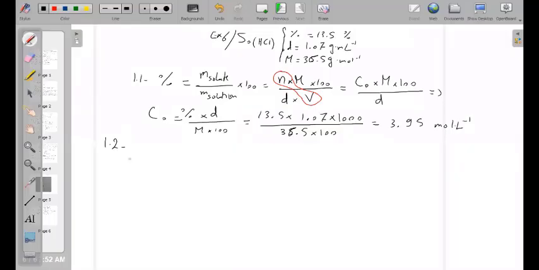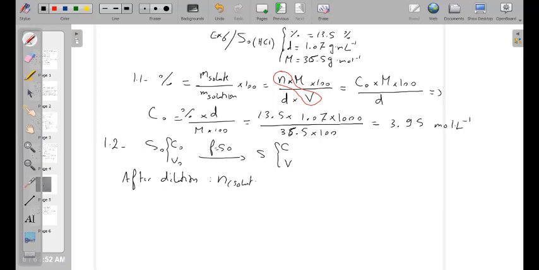Before choosing the glassware, we should find the relation between V and V0. We have S0 of concentration C0. We should take a volume V0 to prepare a solution S of concentration C and volume V, with a dilution factor F equal to 50. Then, after dilution, the number of moles of solute is conserved.